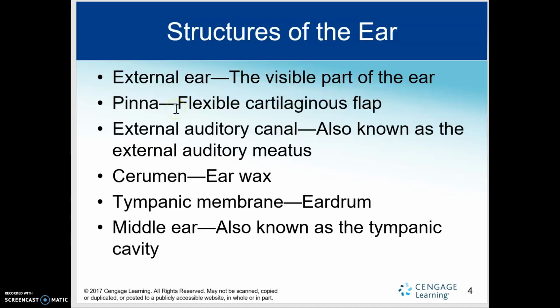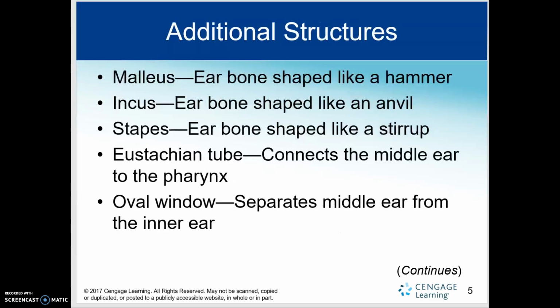Your middle ear, also known as the tympanic cavity. It also covers the malleus, which is the ear bone shaped like a hammer, and the incus, which is the ear bone that is shaped like an anvil. If you don't know the difference between the two, you obviously didn't watch Vikings when it was on the History Channel. The stapes, which is the ear bone that is shaped like a stirrup. And the eustachian tube, which connects the middle ear to the pharynx. And the oval window, which separates the middle ear from the inner ear.